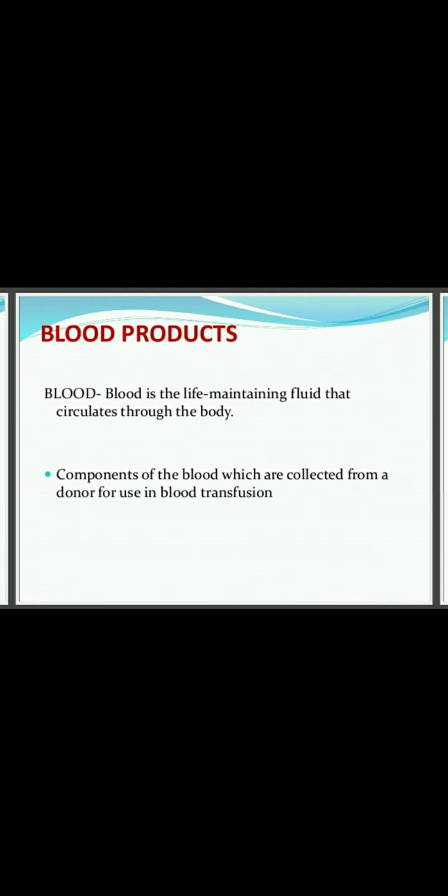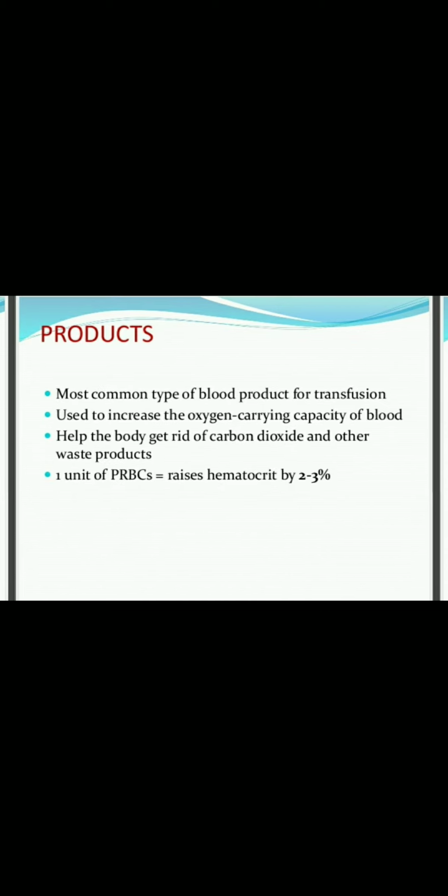Now blood has components like WBC, RBC, platelets, and many more. These components are collected from a donor and transfused into another person, the recipient. Now, the most common type of blood product for transfusion is used to increase the oxygen carrying capacity of blood. What is the role of blood products? They are used for transfusion, they increase the oxygen carrying capacity of blood, and help the body get rid of carbon dioxide and other waste products.